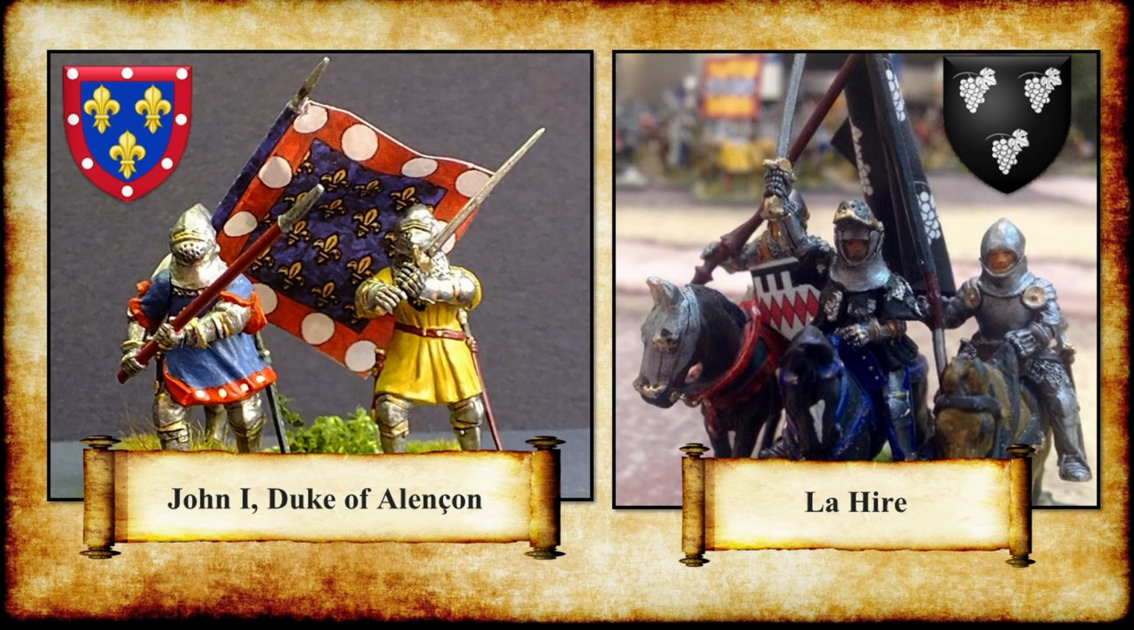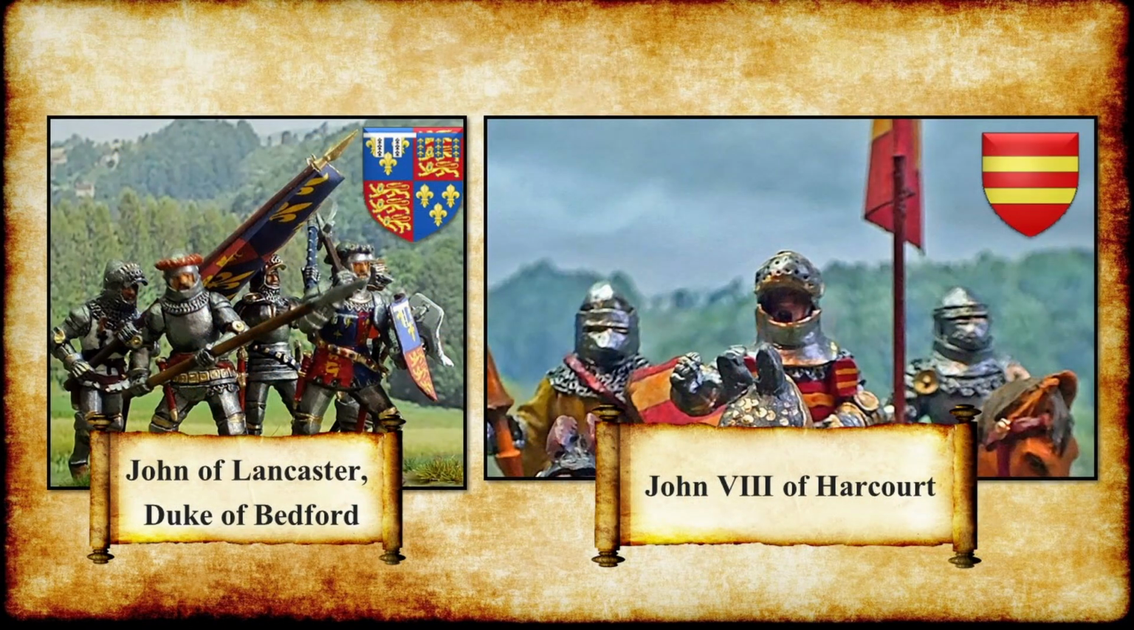Jean I, Duke of Alençon, died in the Battle of Agincourt. He was known to have attacked King Henry V and hit him in the helmet, breaking a part of the crown, apparently, until he was ganged up on and killed by Henry V's bodyguards. La Hire, famous commander, companion of Joan of Arc. You can see also their heraldry here on the top. Again, John of Lancaster, Duke of Bedford, one of the most famous commanders. His death really was the end of the Hundred Years' War for the English.